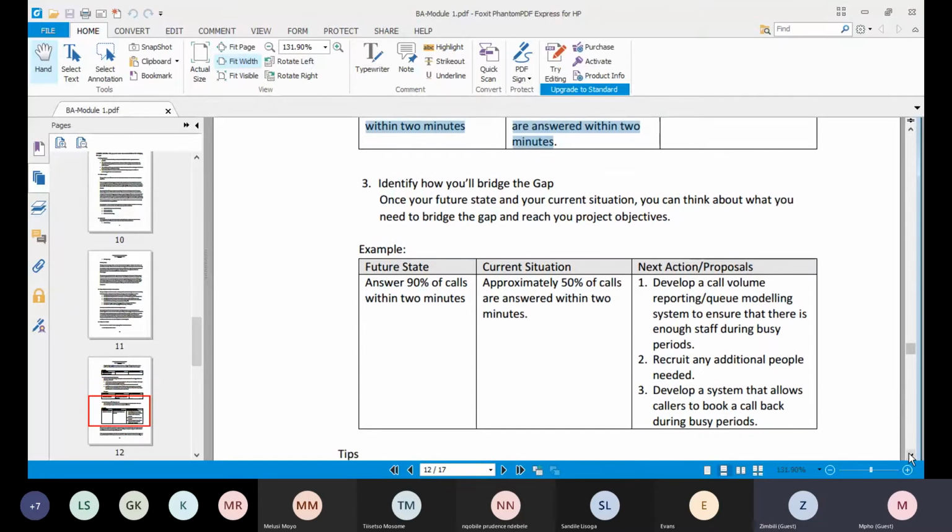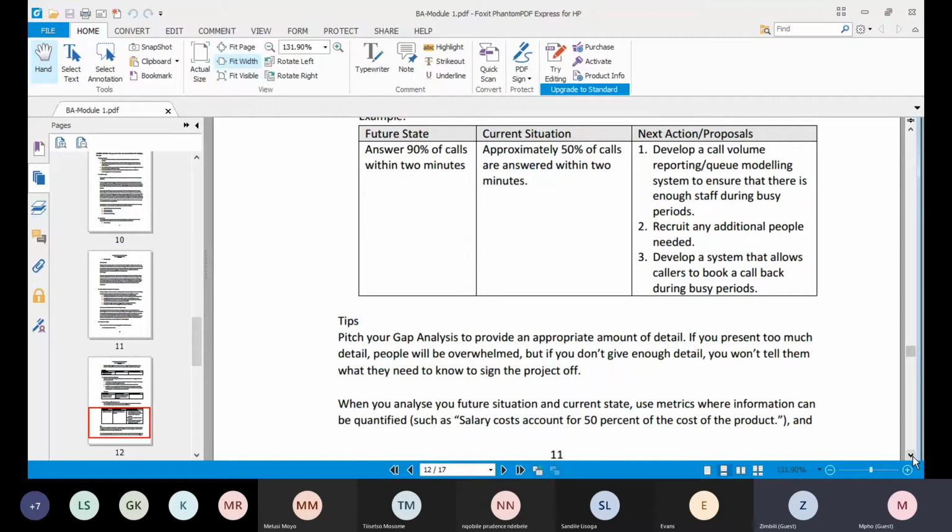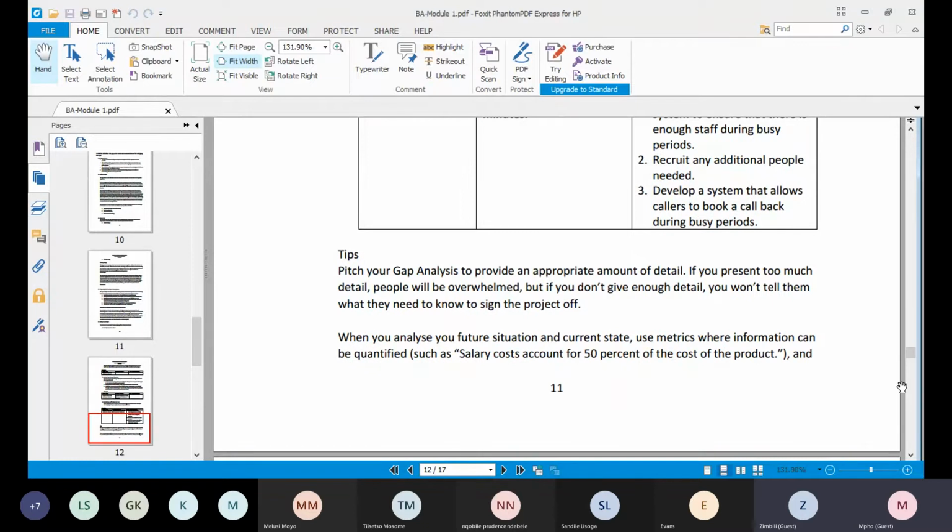In this example, you can develop a call volume reporting and queue modeling system to ensure that there is enough staff during busy periods. You can also recruit any additional people needed, and develop a system that allows callers to book a call back during busy periods. So that's all about gap analysis. Any questions? Okay, I'm gonna move along to session 4.